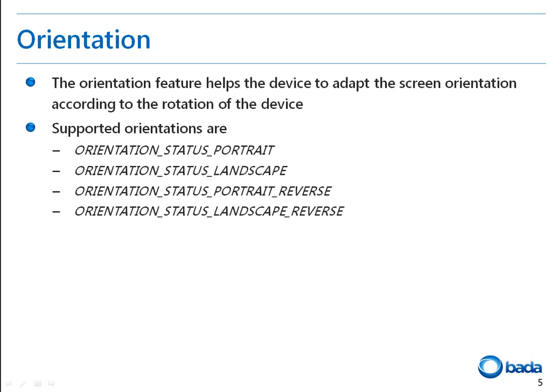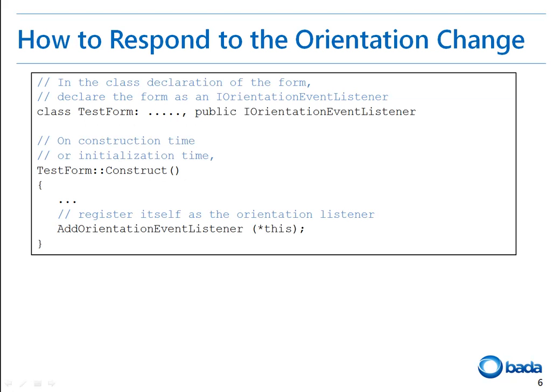The orientation feature allows the application to register and listen for orientation changes. The orientation changes by rotating or holding the device in a different direction. bada supports the landscape, portrait, landscape reverse, and portrait reverse orientations. Now, let's have a look at the functionality of the form that's used to change the orientation of the UI when the orientation of the mobile phone is changed.